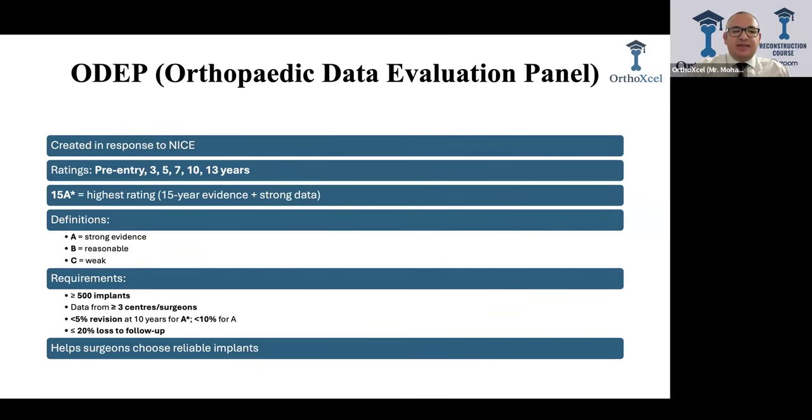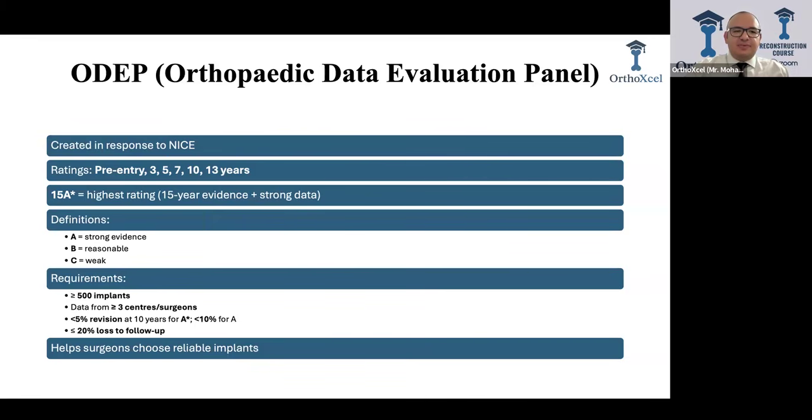So the highest at the moment is 15 because this ODEP system has been in action for 15 years now. So the highest rating is 15A plus, which means the implant has been on the market for 15 years. And A means this implant has strong evidence that it is a successful implant, with a low revision rate. B means it's reasonable. C means it's weak. And the plus means that the revision rate of this implant is less than 5% in the last 10 years.